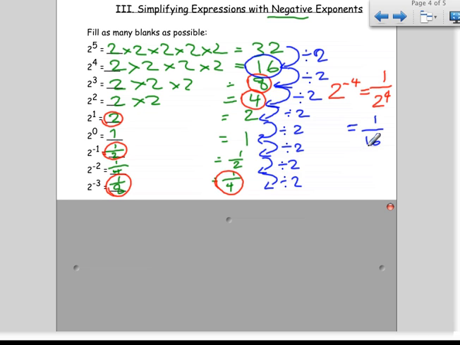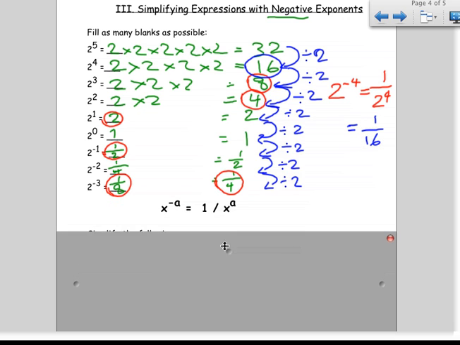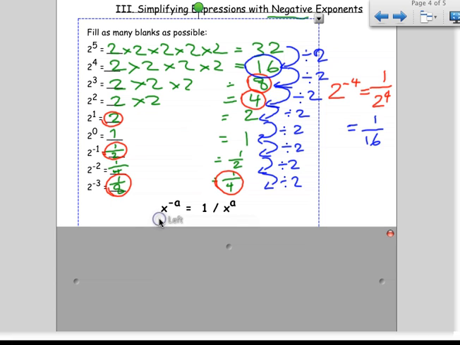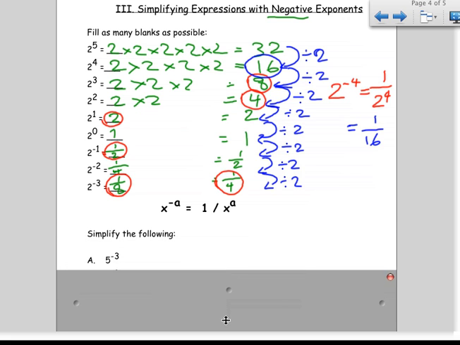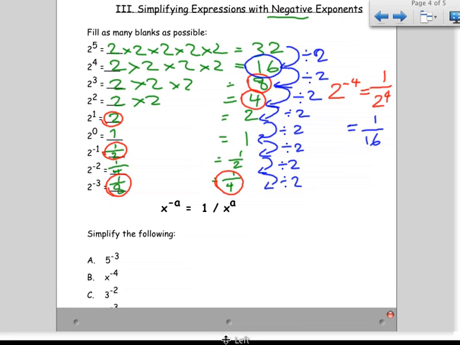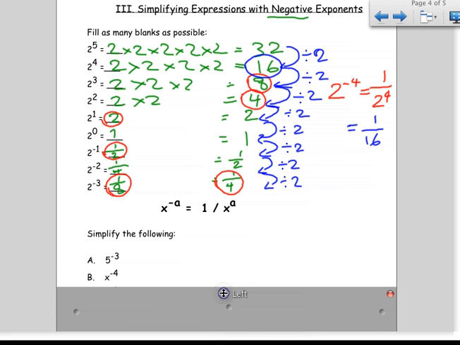And this is what that looks like generalized. If I have a number to a negative exponent, like x to the negative 8, that's the same thing as 1 over x to the 8. Let me get some examples so I can help you understand that. I want to simplify the following expressions. I'm going to do a and b, and I'm going to ask you to do 2 more. If I have 5 to the negative 3rd, that really means 1 over 5 to the 3rd. That's another way of writing it.